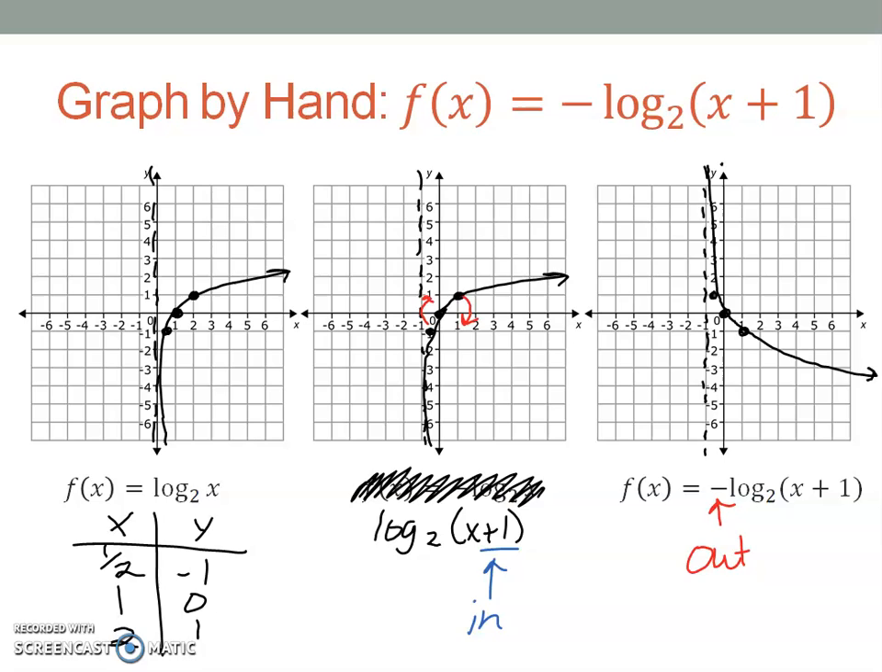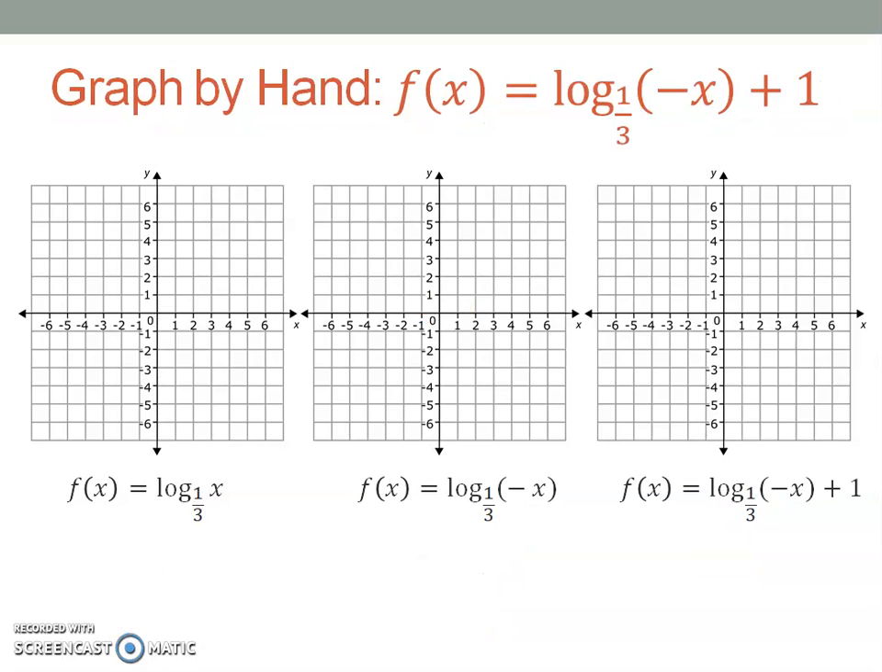Okay, next one. Again, we're going to start with our parent function. F of x equals log base 1/3 of x. Okay, draw my table, x's and y's. Remember, we know our y's here, -1, 0, and 1. So I've got 0, which always goes with 1. 1 goes with the base. Up there you can see the base is 1/3. -1 goes with the reciprocal, which would be 3. So I'm going to have 3, -1; 1, 0; and 1/3, 1. Don't forget my vertical asymptote.